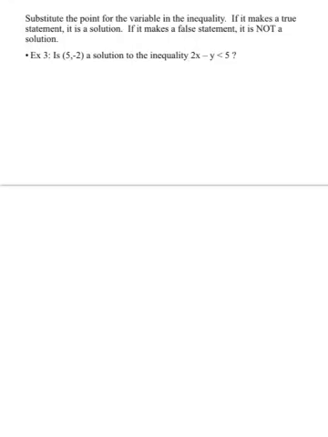Alright, so you can substitute the point for the variable in the inequality. If it makes it a true statement, it is a solution. If it makes a false statement, it is not a solution. So sometimes you'll see problems like this.